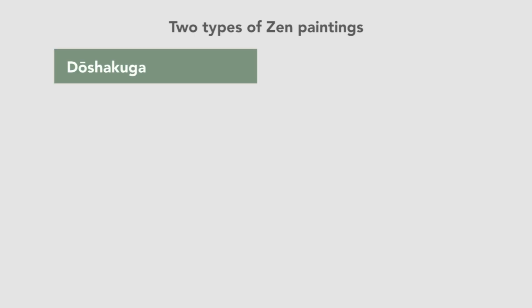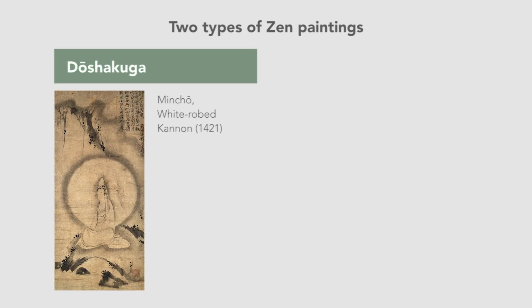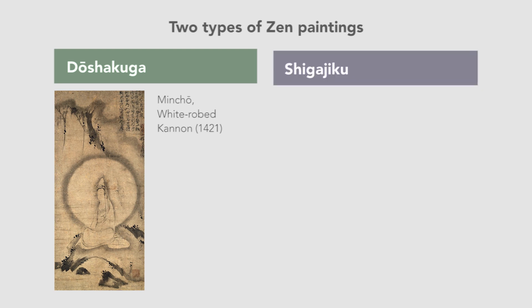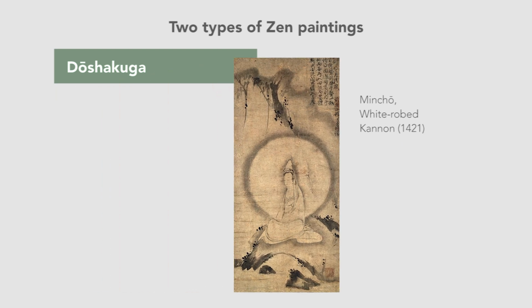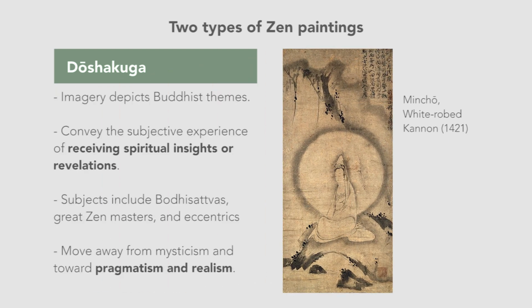The Doshakuga, illustrated by this 1421 painting of Karin in a white robe, and the Shigajiku, illustrated by this 1413 landscape. The Doshakuga is a tradition of imagery that depicts Buddhist themes. It is intended to convey the subjective experience of receiving spiritual insights or revelations. Subjects include bodhisattvas, great Zen masters, and eccentrics. Overall, they move away from mysticism and towards pragmatism and realism, values that Zen Buddhism easily fit with.